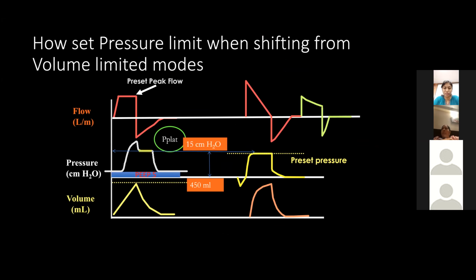See, when you are going from volume control to pressure control, always check the plateau pressure in volume control, and that is the pressure you have to set for starting your pressure control or pressure support ventilation. When you are changing from volume to pressure modes, always check your plateau, and that should be the pressure you set in that pressure mode, because we already know for 450 ml we are generating 15 centimeters of plateau pressure. So you put a pressure of that much, you will get 450 ml. We already have that information.